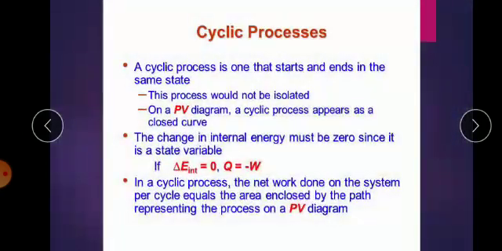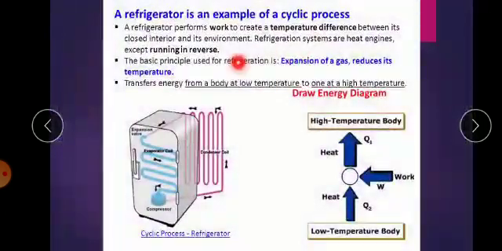Next one, the cyclic process. In this cyclic process, the series starts and ends in the same state. The net work done on the system per cycle is equal to the area enclosed by the path. In a cyclic process, ΔU internal is equal to 0 and Q is equal to minus W. The refrigerator is one of the best examples of a cyclic process.